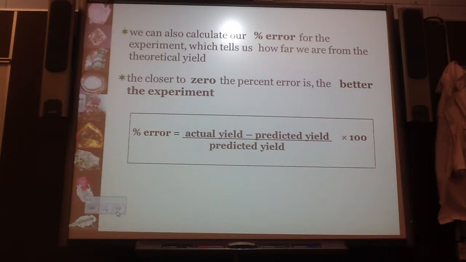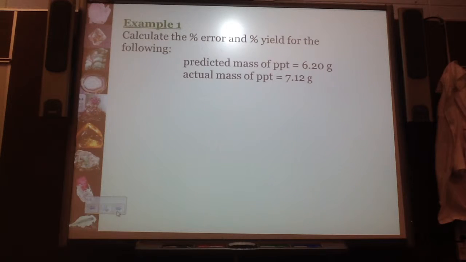The only difference is with percent error, you subtract the actual from the predicted, or predicted from the actual. And they're absolute values, so if you get a negative answer, just make it a positive. It's an absolute value formula, okay?